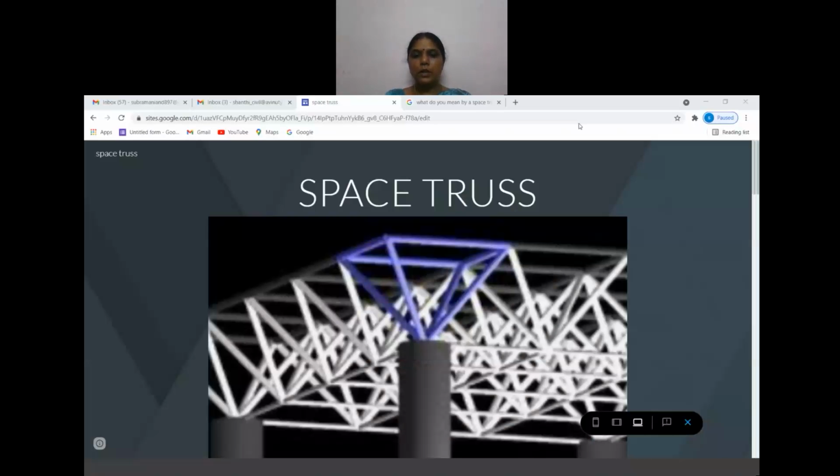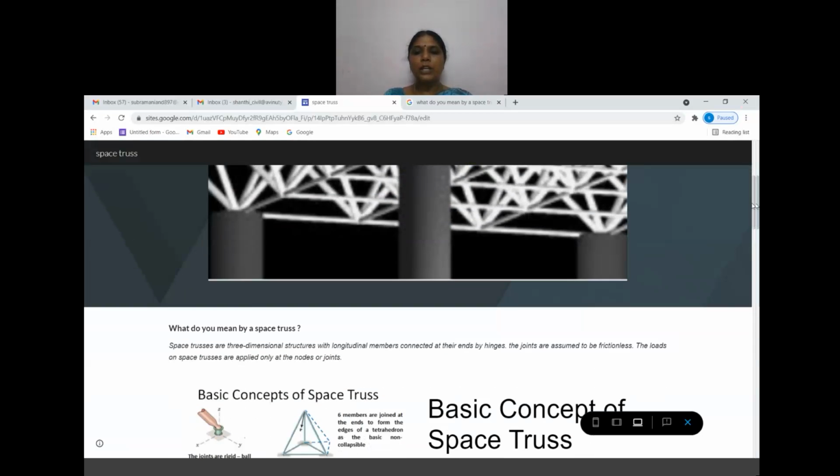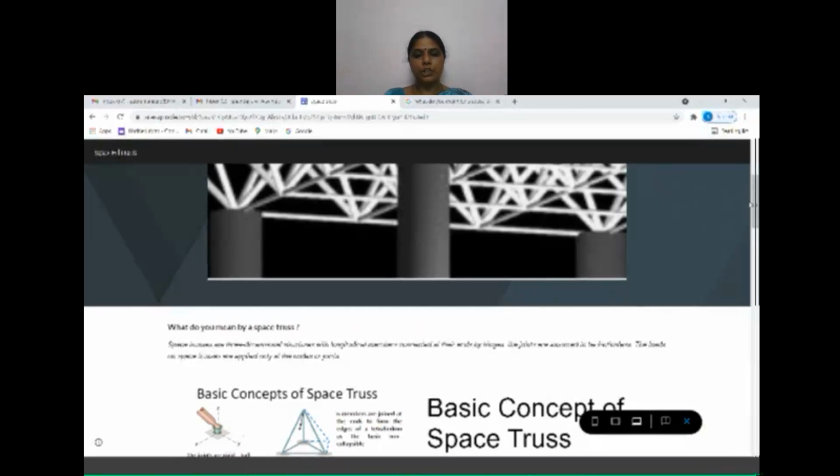Today's class is on space truss. Now, first of all, let us see what we mean by a truss. Truss is a structural element, like a beam or a column. It is a one-dimensional element that is subjected to only two forces: one, tension, and the other, compression.